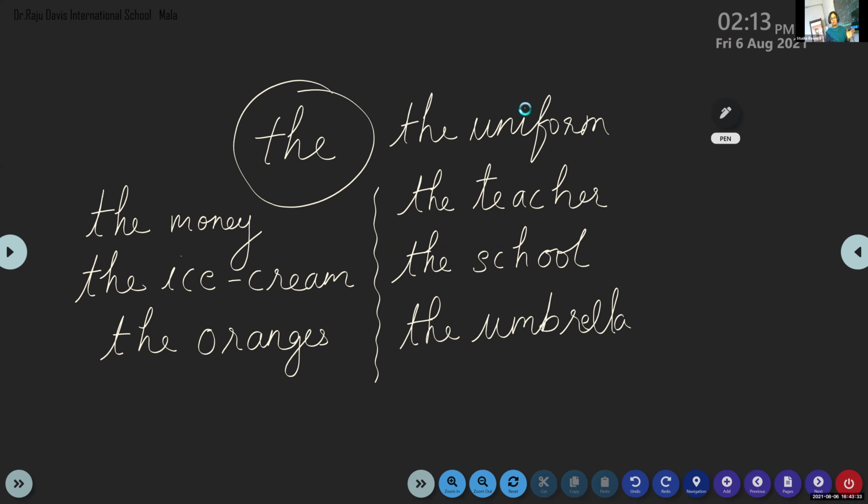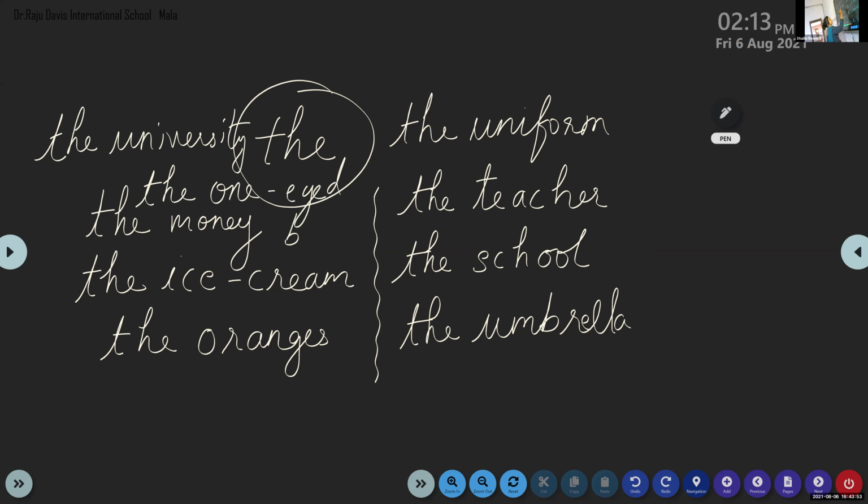We say the umbrella and the uniform, right? Same way, the university, and the one-eyed beggar.